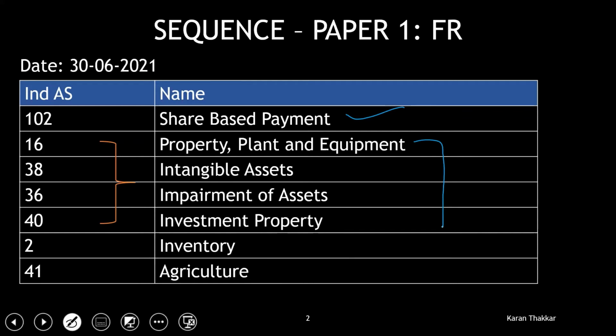Next, do the four asset related Ind AS. So Ind AS 16, 38, 36 and 40. Do these four of them together as they are interconnected. And you can get one question from one of these four Ind AS. Follow it up with Ind AS 2 inventories, and to end the day you can do Ind AS 41, that is agriculture.